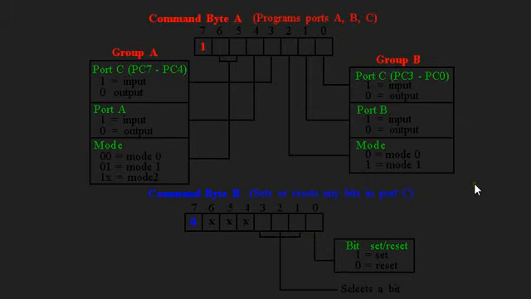So listen carefully: if bit 7 is 1, then the command byte A is selected, which is for the group parts, and if bit 7 is 0, then the command byte B is selected, which is known as BSR.